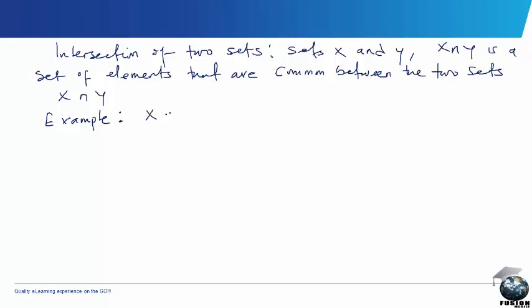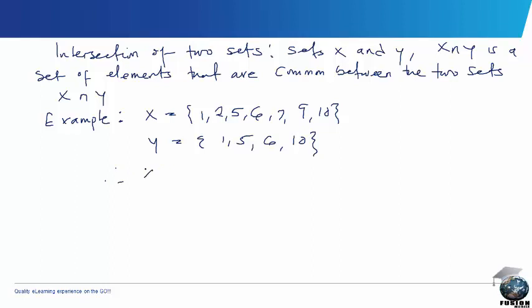For example, assuming we have set X such that it has elements 1, 2, 5, 6, 7, 9, and 10, and then we have set Y such that we have elements 1, 5, 6, and 10. Therefore, X intersection Y, elements in X that are also in Y, will have 1, 5, 6, and 10.